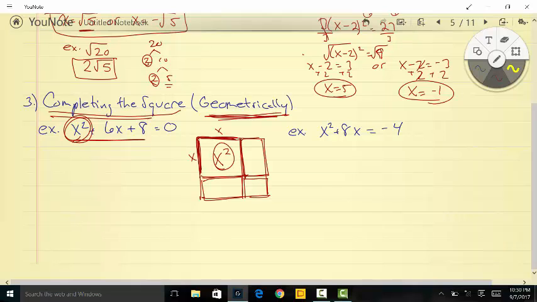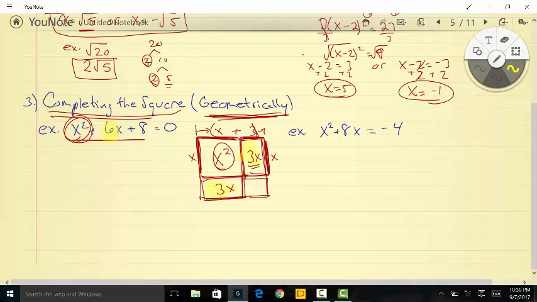Now these two rectangles, here and here, have to combine to make a total of 6x. Therefore, each of them would have to be 3x. Now, if this rectangle has an area of 3x, and we know that this side length here is x, then the side length up here would have to be 3, making this entire side of the square x plus 3.